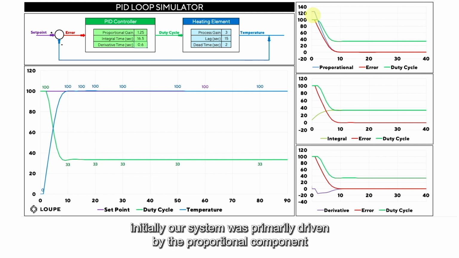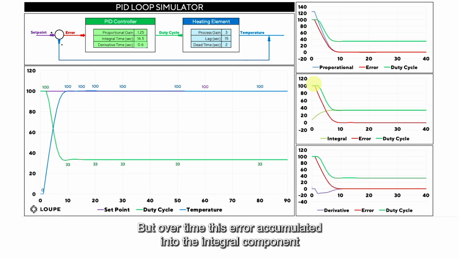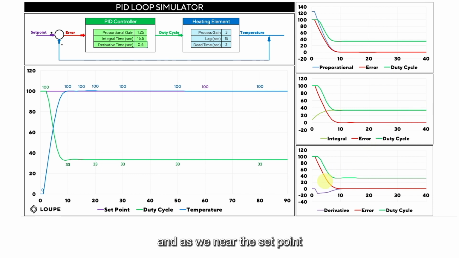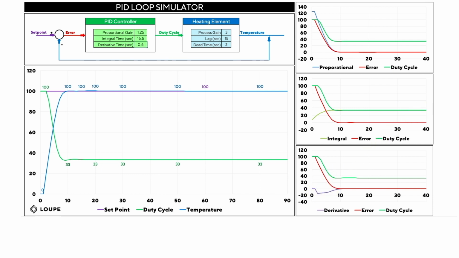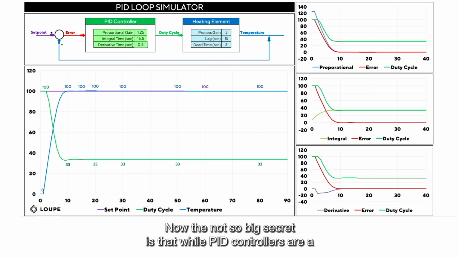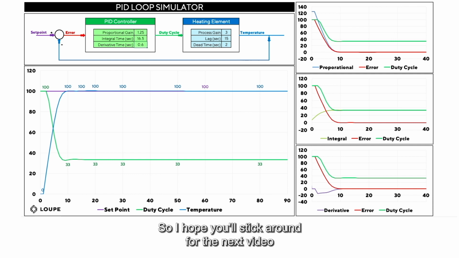Initially, our system was primarily driven by the proportional component because of that large error we started with. But over time, this error accumulated into the integral component. And as we neared the set point, the derivative pumped the brakes, ensuring there wasn't substantial overshoot. Now, the not so big secret is that while PID controllers are a great choice in a lot of applications, they're not without some caveats. So I hope you'll stick around for the next video where I dive into some of these cases a little more and show you some ways to enhance your controllers.